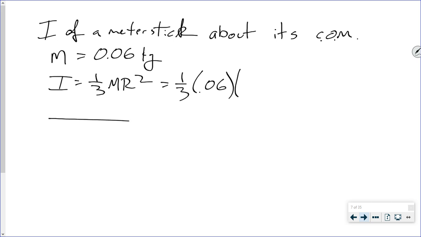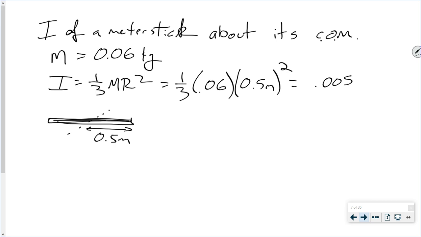Well, your meter stick looks like this. Here's your axis of rotation. So r is half the length of a meter stick, half of a meter, so 0.5 meters, right? So 0.5 meters. Don't forget to square it. And so that gives you 0.25 times 0.02 is 0.005 kilogram meters squared. Because this is kilograms and this is meters. I'm nervous about that number because I've done this wrong twice. 0.02 times 0.25, 0.005. Cool.